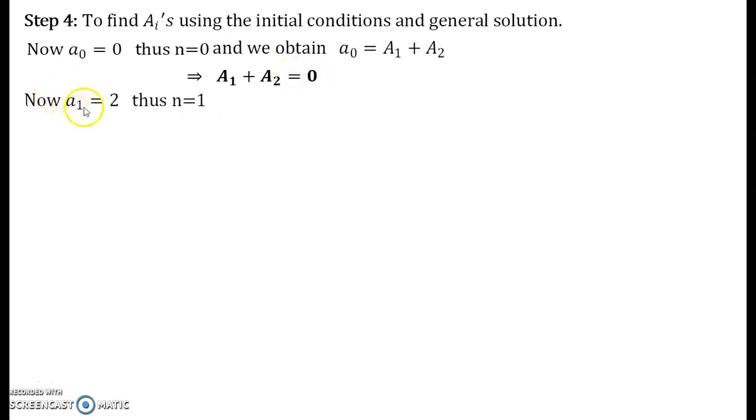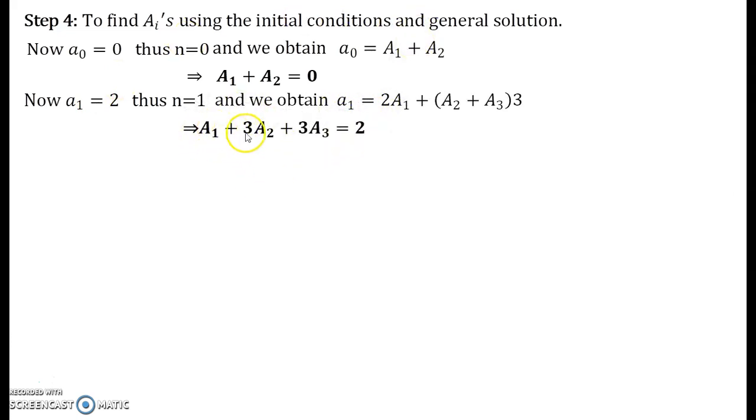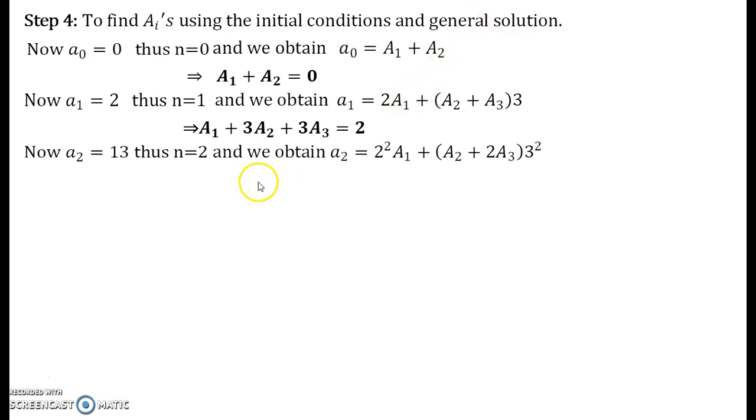Now you go for the second initial condition, that is a1 equals 2, thus n is equal to 1. You plug these values into the general solution that we had obtained, and you obtain the equation 2a1 plus 3a2 plus 3a3 equals 2. Now for the third initial condition, a2 equals 13, the suffix is 2, thus n is equal to 2. You put n equal to 2 and a2 equal to 13 in the general solution star, and you obtain the equation 4a1 plus 9a2 plus 18a3 equals 13.